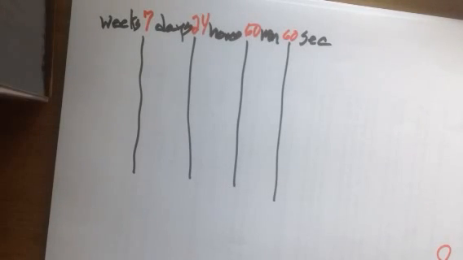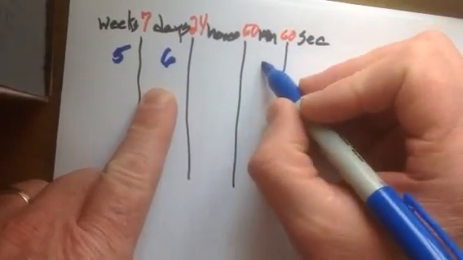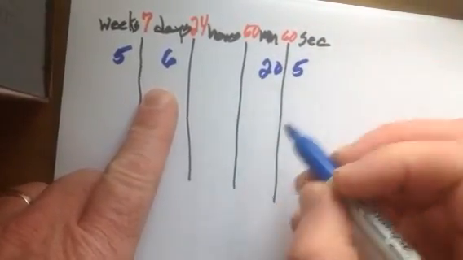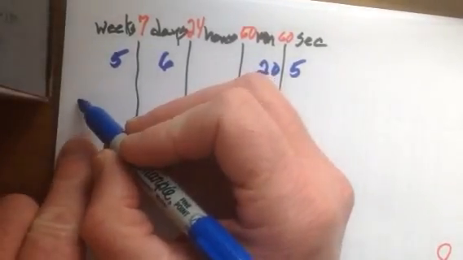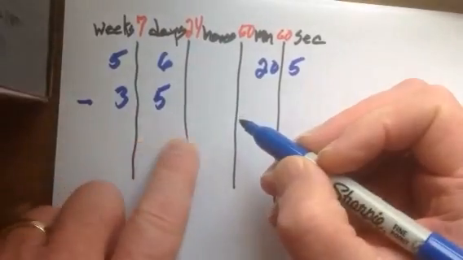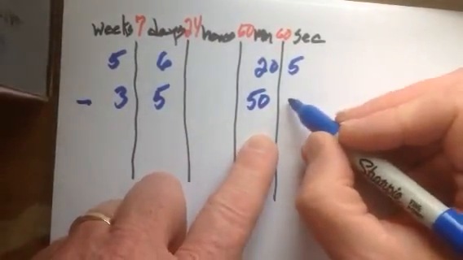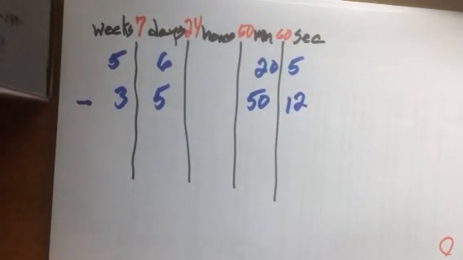It says subtract 3 weeks, 5 days, 50 minutes, 12 seconds from 5 weeks. So I'm going to focus on the from part so I can put that on top. 5 weeks, 6 days, 20 minutes, and 5 seconds. And what we're going to subtract from that number is 3 weeks, 5 days, 50 minutes, and 12 seconds.